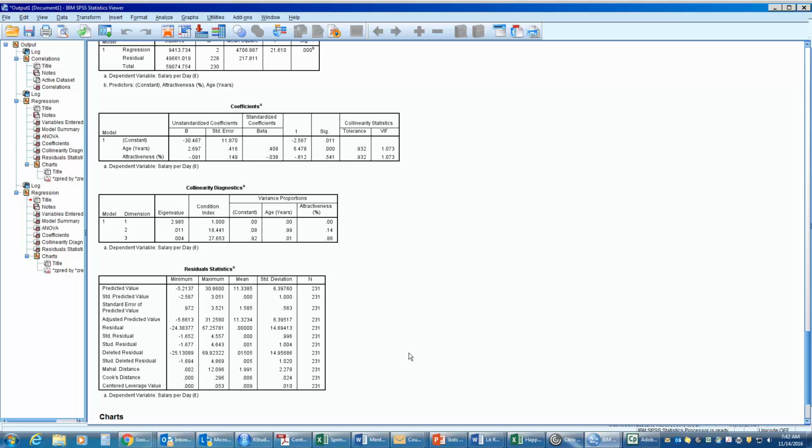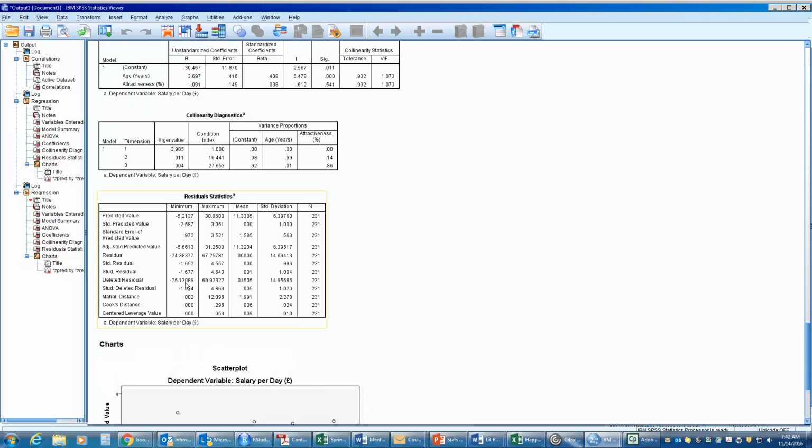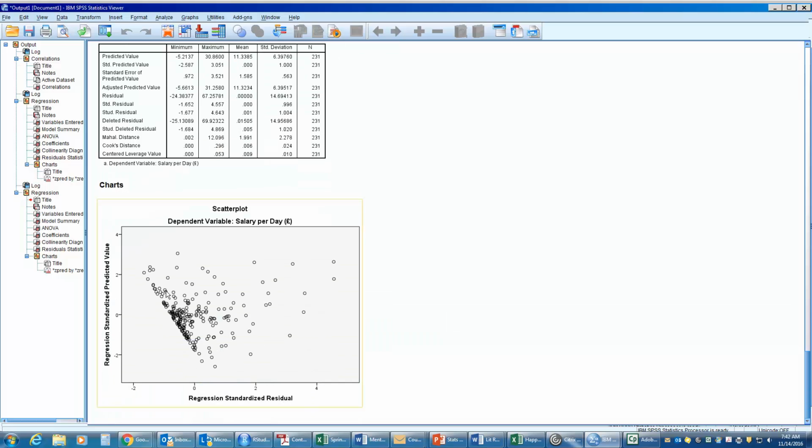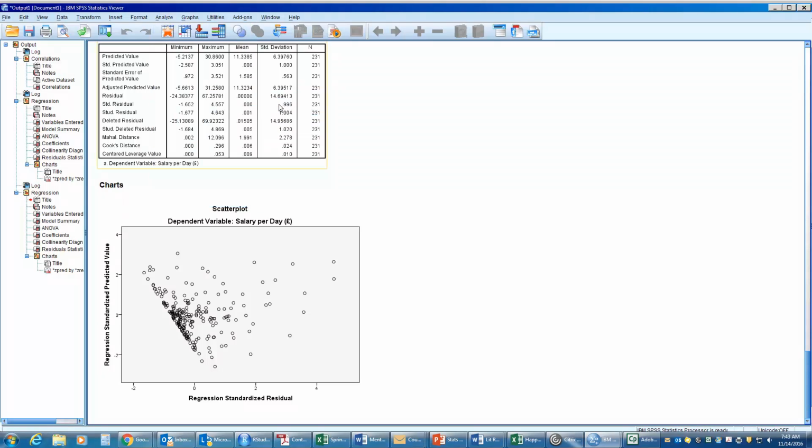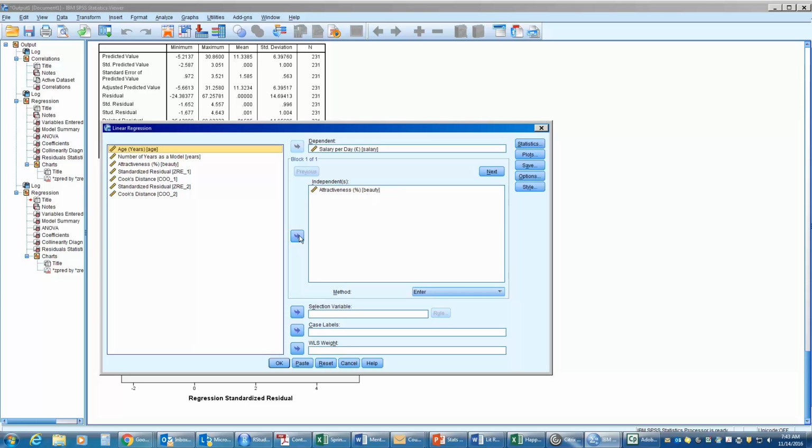We still have relatively the same values because no changes have been made, except that we have eliminated one of the variables. In terms of residual statistics, we still see that pattern here. We still see some of these outlying cases which could be considered influential. So let's go ahead and run a second model, and in this case I'm going to pull out age and bring back in number of years, and I'll click on OK.